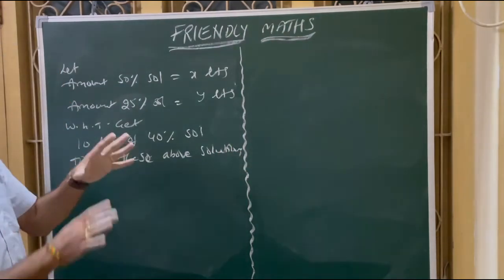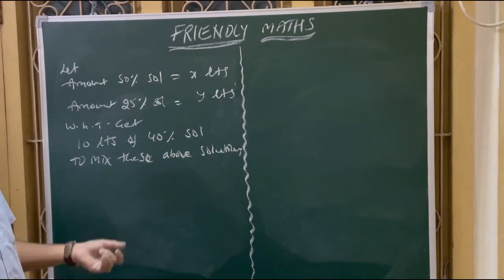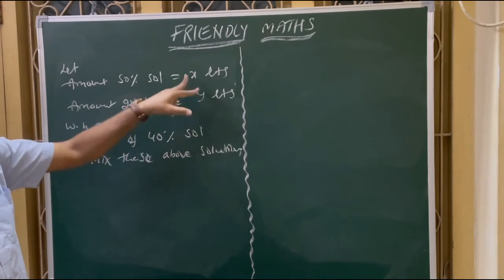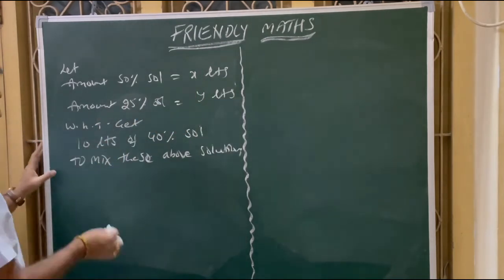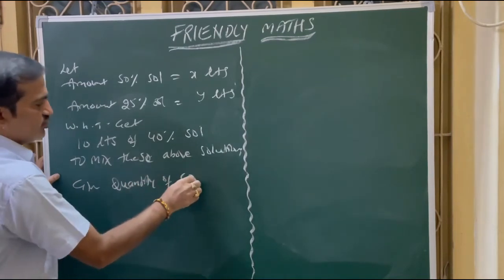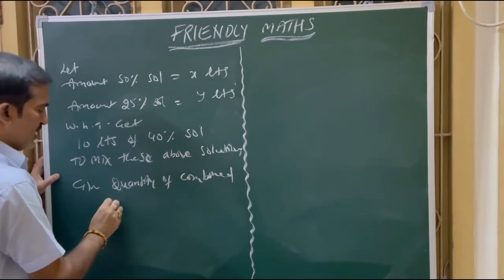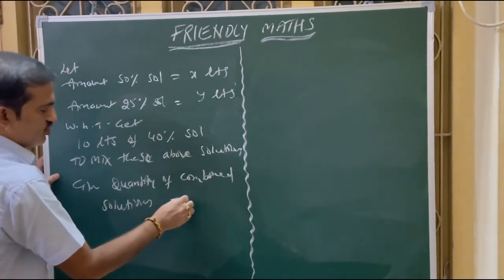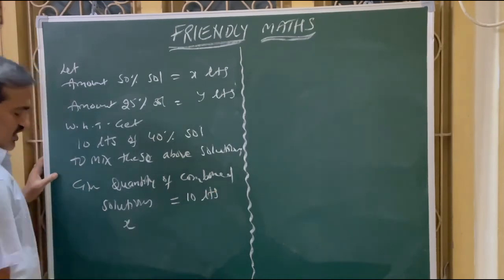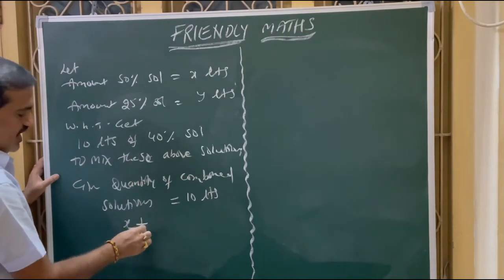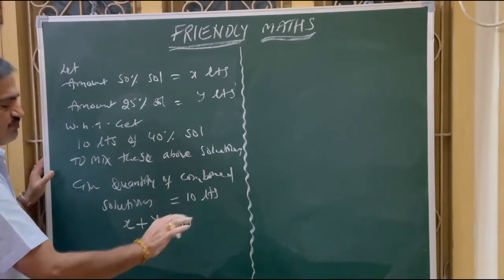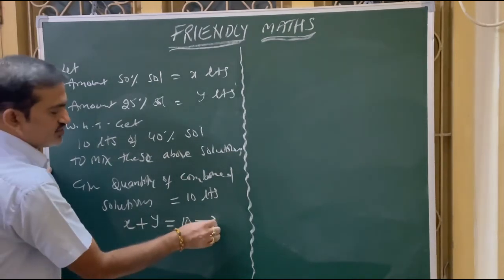In the case of amount you see, and in the case of concentration you see, then you will get two linear equations. What is x liters, y liters? By adding these two, you want to get 10 liters. So, the given quantity of combined solution, you write the steps as you wish, is equal to 10 liters. So, x liters of 50% solution I am adding and y liters of 25% solution I am adding. Then total how many liters of combined solution am I getting? 10 liters. So, this is equation number 1.